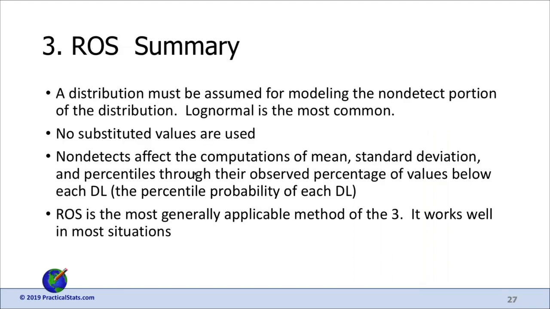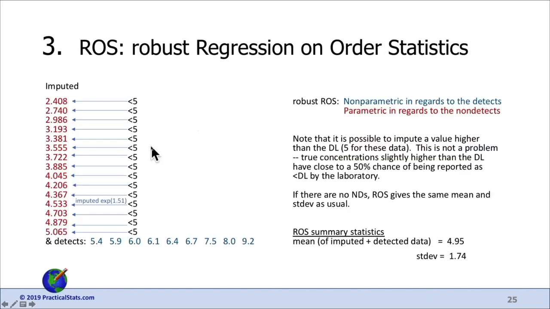So for ROS, a distribution must be assumed, but only for modeling the non-detect portion. There's no substitution. I'm using that word purposely instead of imputation. There's no irrational putting in of numbers. There's a model-based putting in of numbers, and they're only used collectively. Let me go back to that and make one more point.